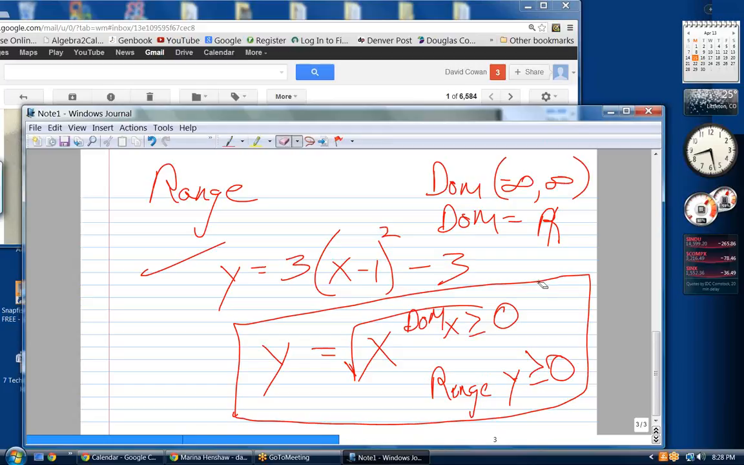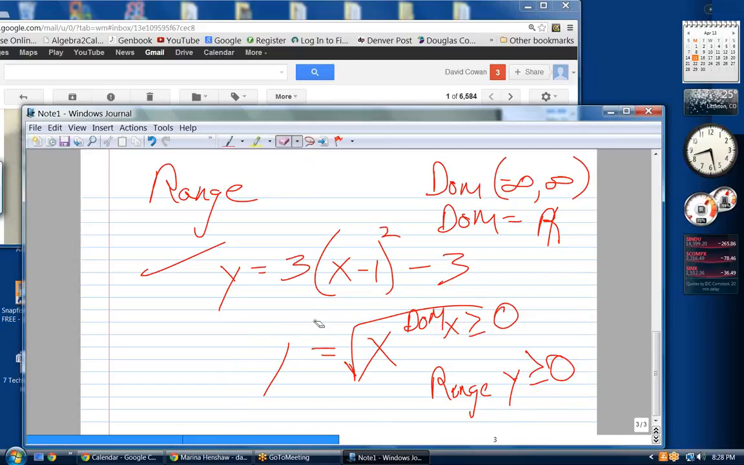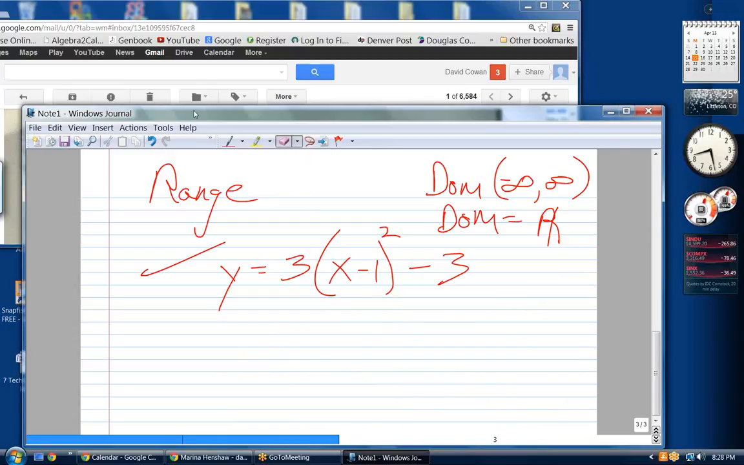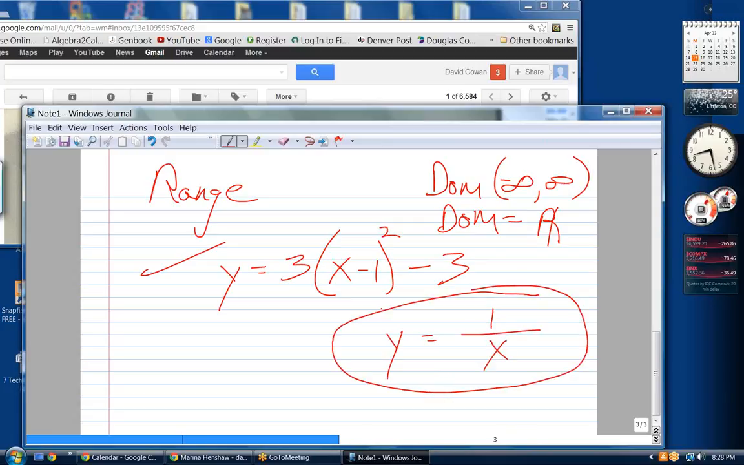Kinda. Well, where are you confused? About the whole range. Okay, let's do some other easy ones. This one's a little tougher, so before we get to that one, I want to make sure you understand range. What if I said y is equal to 1 over x? Let's talk about this function.